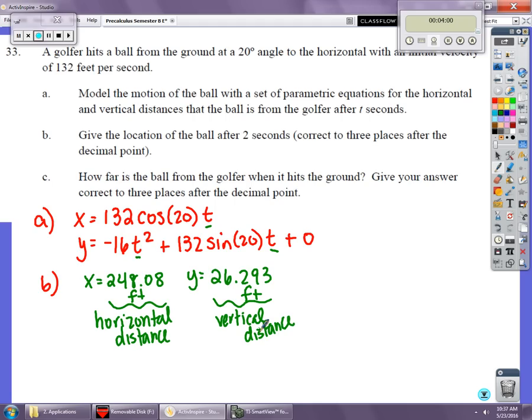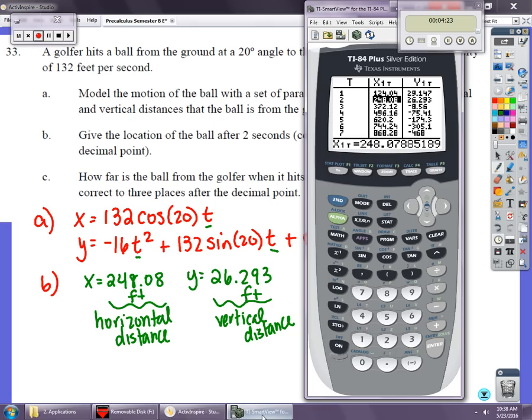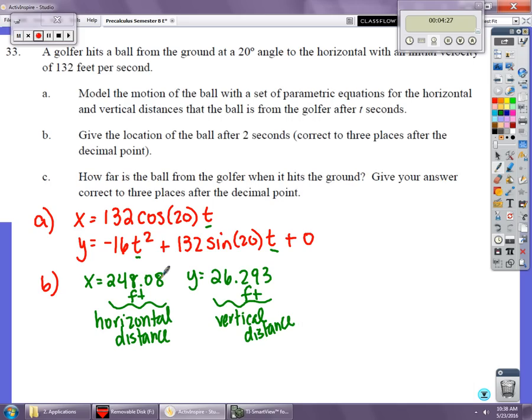Okay, so what that means is we hit a golf ball at a 20-degree angle from the ground, with an initial velocity of 132 feet per second, and in 2 seconds, the ball has gone 248 feet horizontally, so away from you, and at that point, it's 26.293 feet high. Okay? Oop, 3 decimal places. I think I need to put 1 more decimal place on my horizontal, sorry. Looking down at the bottom, I see it's 079, actually. Sorry, so I should change that to 079.